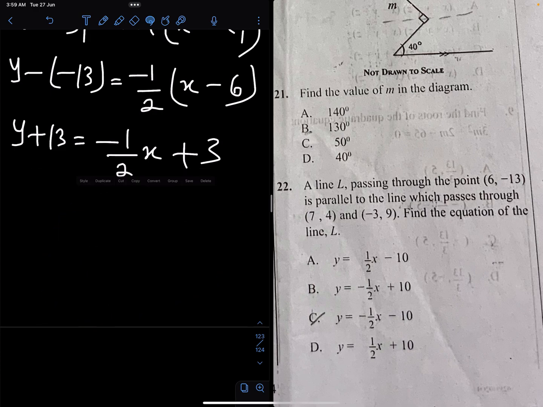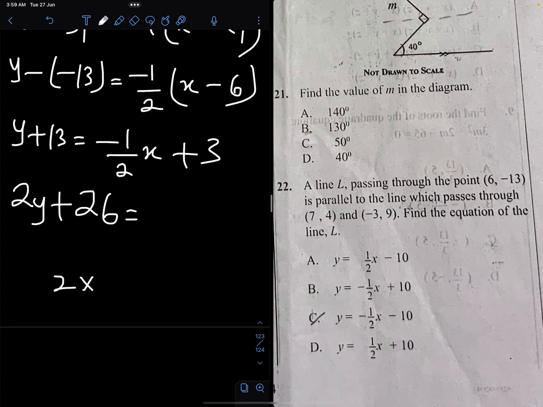And now what do we do? We can just make the equation simpler. We can clear the fractions by simply multiplying through by 2. So that means 2 times y is 2y plus 2 times 13 is 26 equals 2 times minus x over 2. Minus 1 over 2x is the same as minus x over 2. 2 times minus x over 2 is simply equal to minus x plus 2 times 3 is 6.